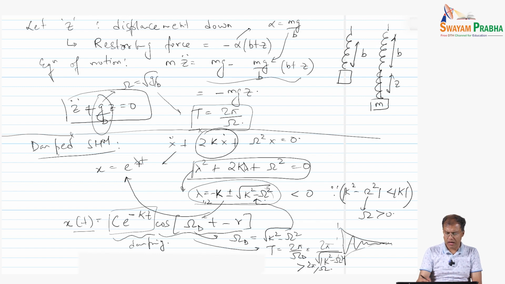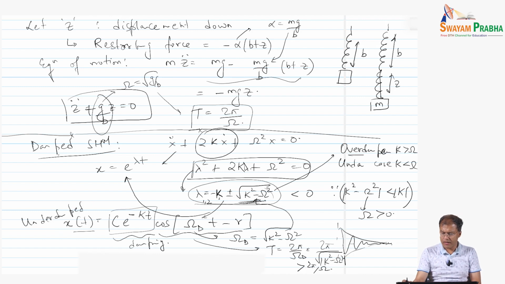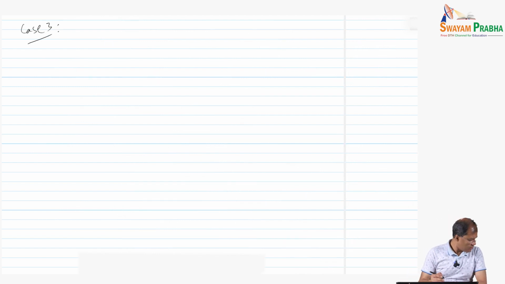Even in this damped simple harmonic motion, we can have the overdamped case. That is when we have k greater than omega. That is when both the roots are real, right? And then we can have the underdamped case when k is less than omega. That is, we have oscillatory motion. So this was the underdamped case. Okay, the overdamped case, we will have two roots which are both real, and we won't have this oscillatory term. Okay, and let's see, have we missed any case? No, we haven't. Okay, so then the third case is the critical case, the critical damping case.